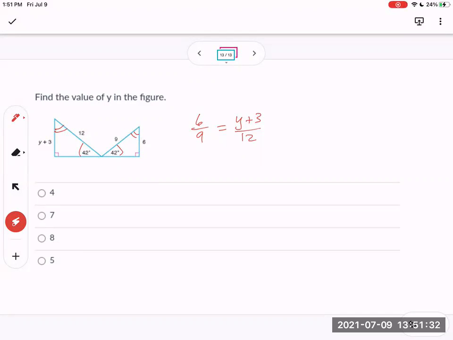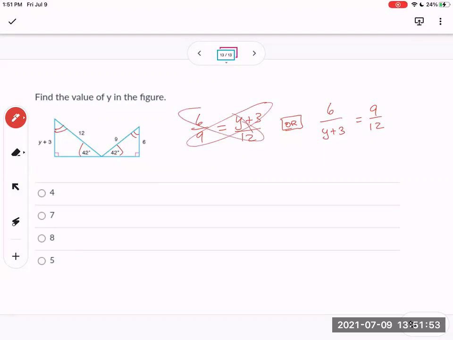So, wait, why'd you put the 6 on top? Or you could have written it like this: 6 is to y plus 3 as 9 is to 12. It'll give you the same answer because you're going to cross multiply. Oh, okay. 6 times 12 equals 9 times y plus 3. Or for this one, cross multiply, you get 6 times 12 equals 9 times y plus 3.